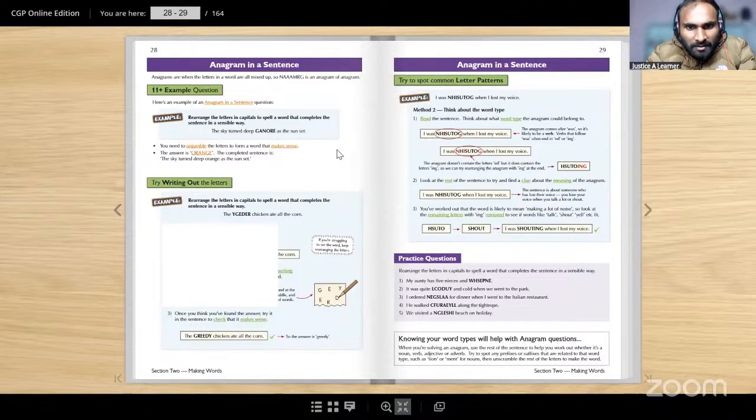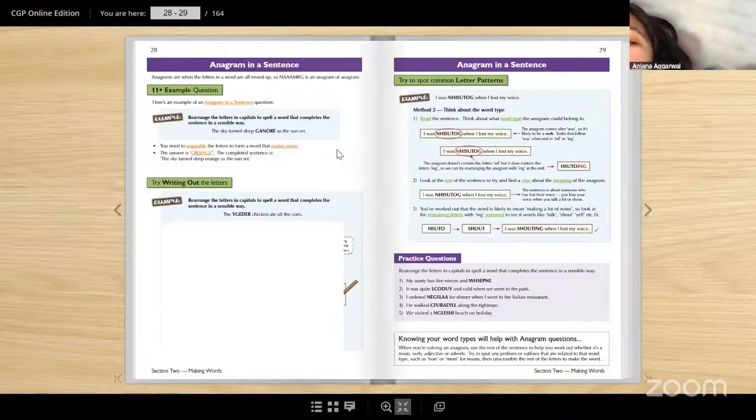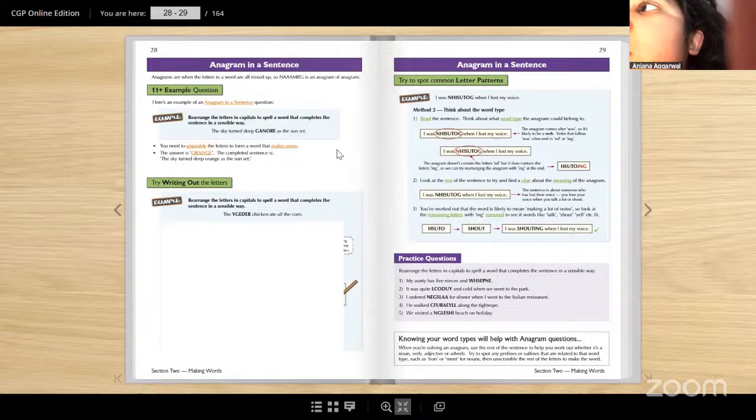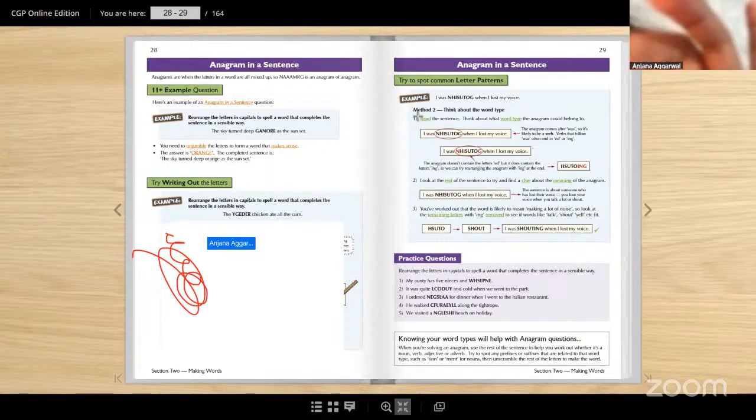So in the same way, we'll be moving with the second writing exercise that is given. Rearrange the letters in capitals to spell a word that completes the sentence in a sensible way. So the YGDREE chicken ate all the corn. I saw the answer, but I don't know why I keep on seeing the answer. Can you hide the rest without me seeing? So the word was greedy.